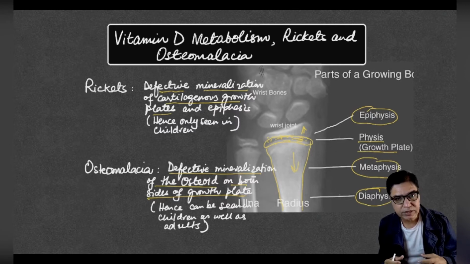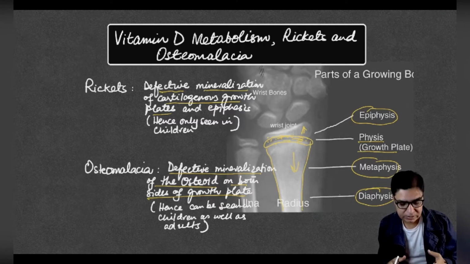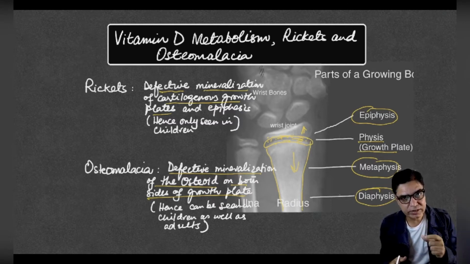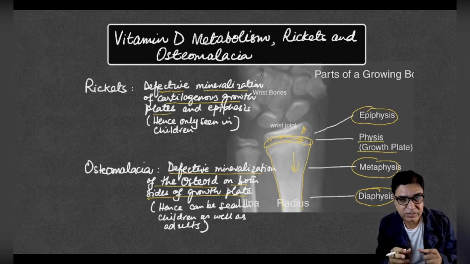So osteomalacia can be present in children, it can be present in adults as well. Remember, some people think that osteomalacia is only a disease of the adults. No, it can also present in children as well. But rickets, because rickets is only and only associated with defective mineralization of the growth plate, of the cartilaginous growth plate, which is only present in children.